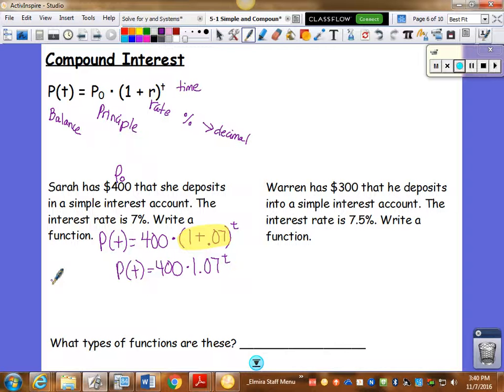Okay, Warren has $300, so same thing, we're just practicing it one more time. Compound formula means the money you start with times parenthesis 1 plus 0.075 to the T power. Remember, we moved this decimal over 2 times, 0.075.